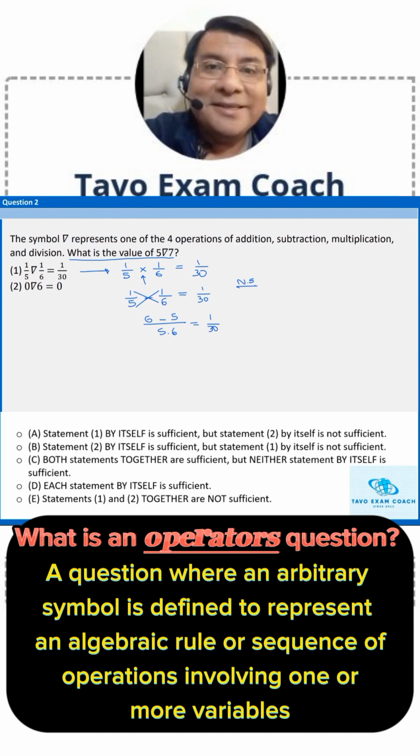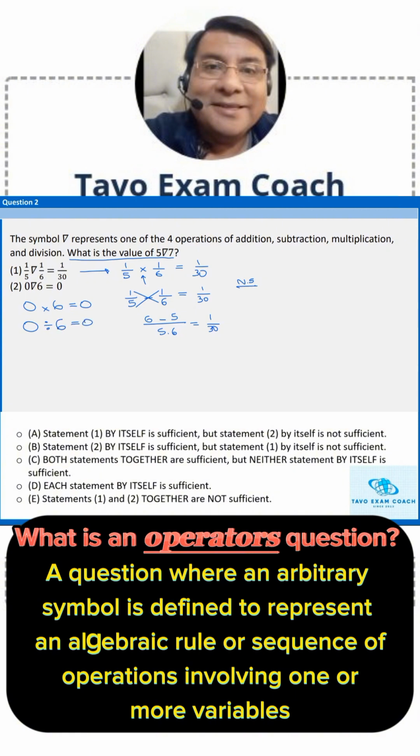So what about statement 2? If 0 triangle 6 equals 0, triangle means a unique operation, but it might be more than 1. Again, the most obvious one would be the multiplication, right? 0 times 6 equals 0. But if you divide 0 by 6, that also yields 0.